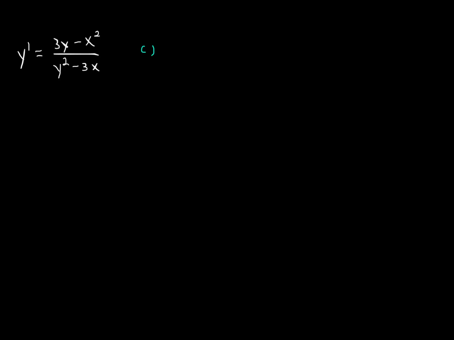So that's a good thing to keep in mind. And I know there's a vertical tangent here, so this is when the derivative is undefined. So y prime is undefined when y squared minus 3x equals 0.